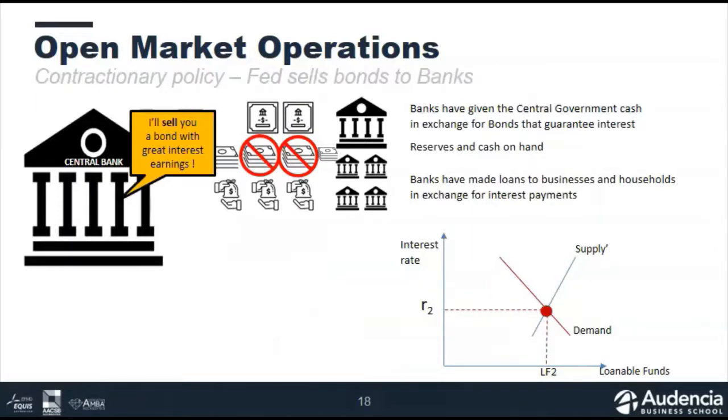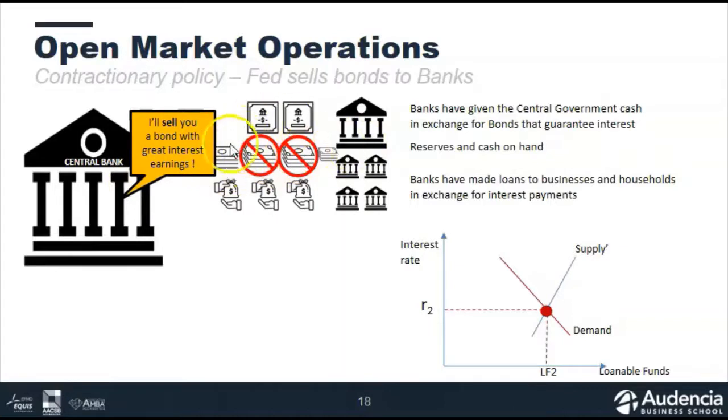Now, what about contractionary policy? Sometimes we want to contract the economy. Well, we're going to do the exact opposite. In this case, the central bank says, hey, I'll sell you a bond with a great interest. Okay, so hey, I'll give you a nice interest rate. I want to sell you a bond.